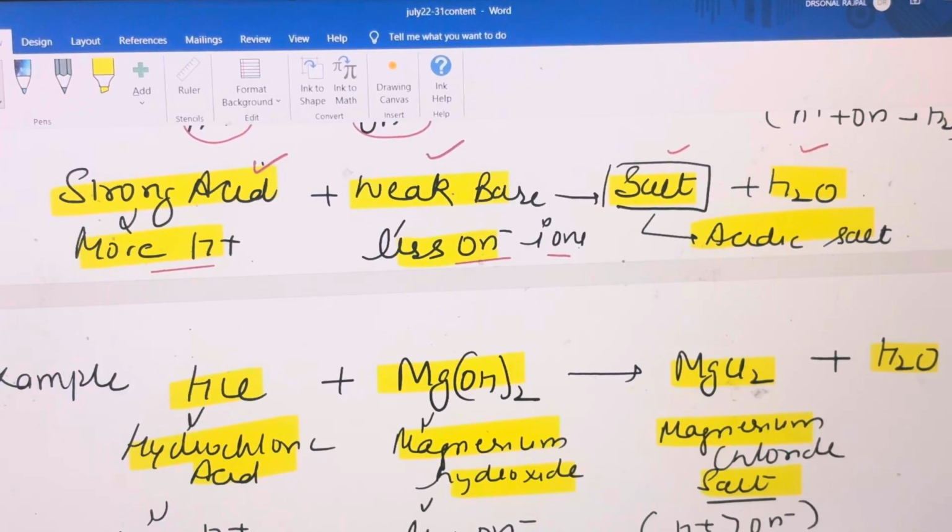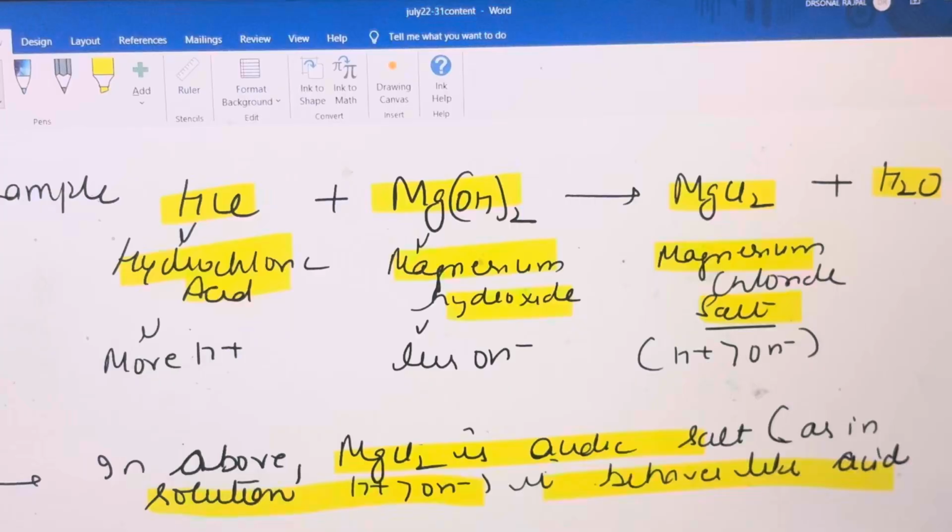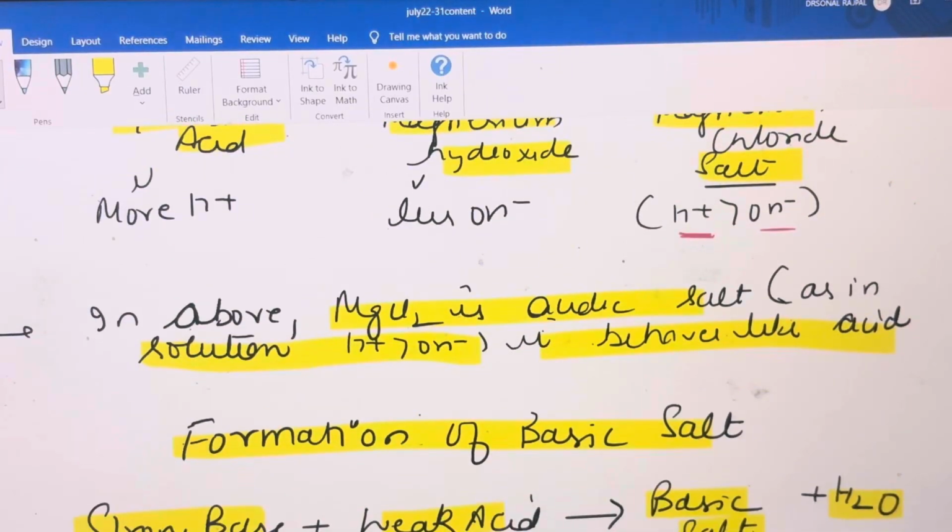So whenever a strong acid combines with a weak base, an acidic salt is produced, because in solution the number of H ions is more than OH ions, so that salt behaves like an acid. An example is HCl, hydrochloric acid, reacting with the weak base magnesium hydroxide to produce magnesium chloride. It has one positive part and one negative part. This magnesium chloride is a salt, and its property is like an acid.